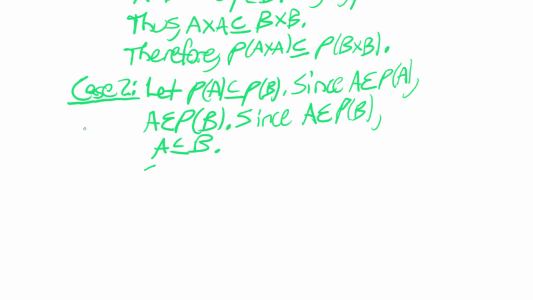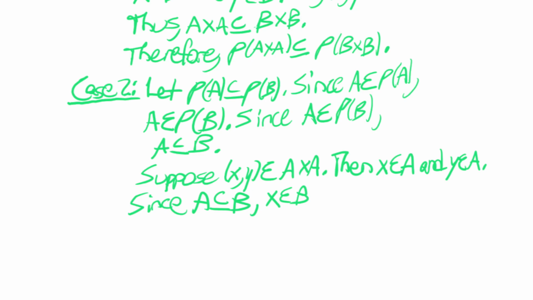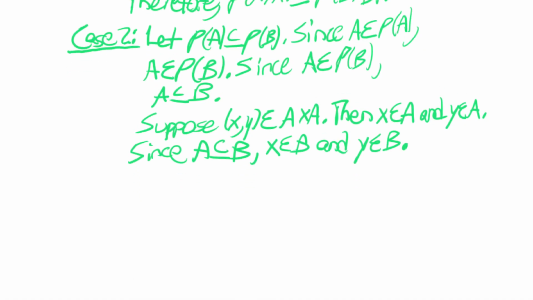So now we'll do similar steps like we did for the first case. We're going to suppose that X and Y are an element of the Cartesian product of A and A. So then X is an element of A and Y is an element of A. So since A is a subset of B, X is an element of B, and Y is an element of B. So the element XY is an element of the Cartesian product of B and B.